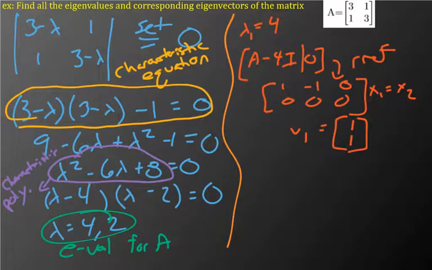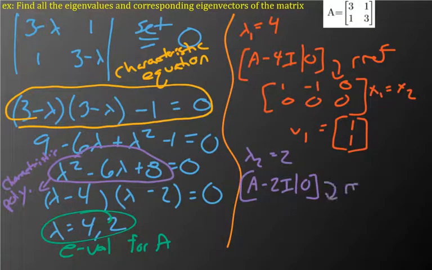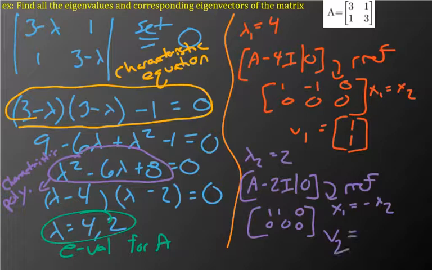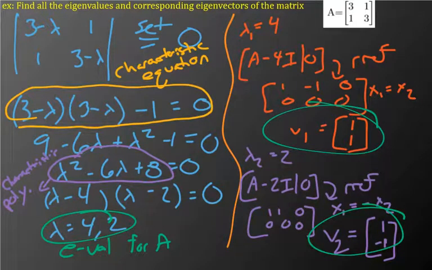Okay. Then, likewise, for lambda 2, we're going to do A minus 2I augmented with 0, and we RREF that one. We would get 1, 1, 0, 0, 0, 0. And this is saying that x1 equals the negative of x2. So my second eigenvector structure is, if x1 equals 1, then x2 would have to be negative 1, right? And that's it. These are the eigenvectors specific to these eigenvalues here.